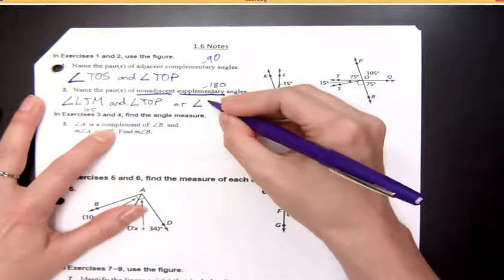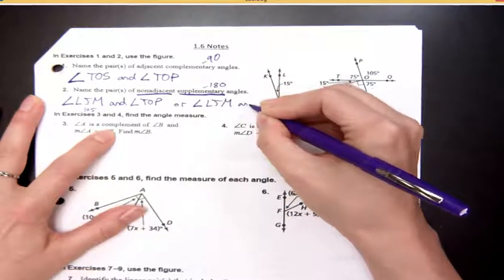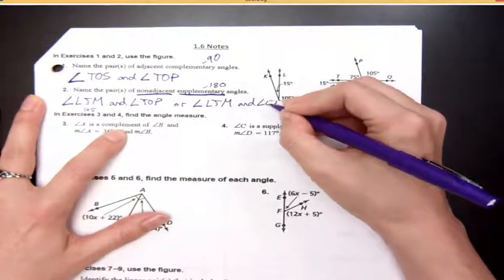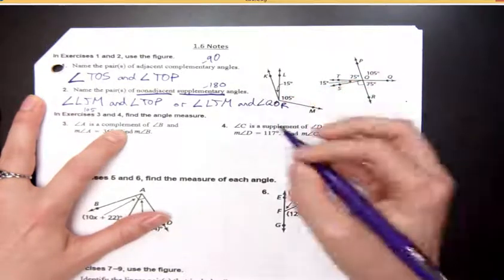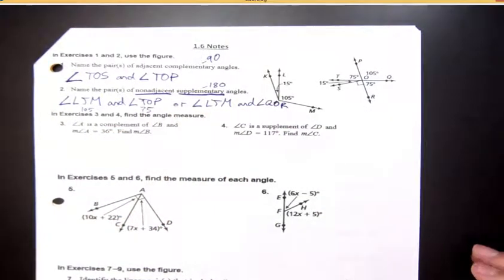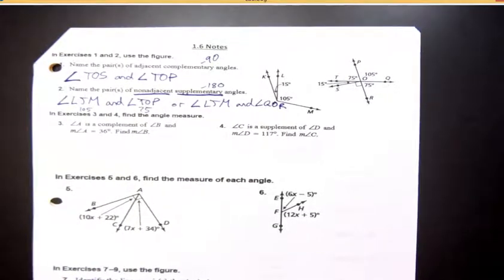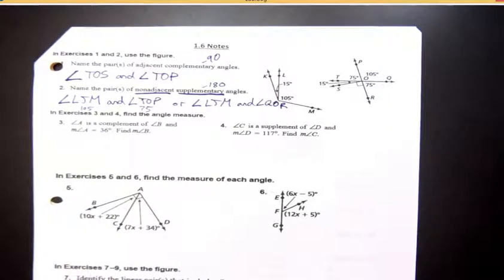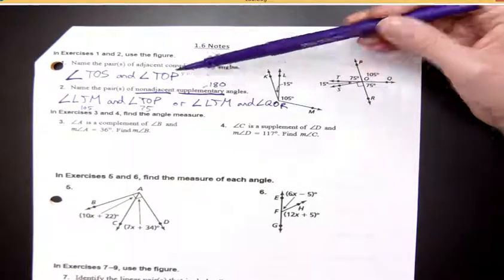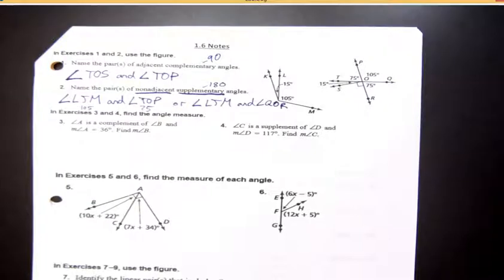And then my second set would be the LJM and the QOR. So when we're identifying things, just watch for the words like adjacent, non-adjacent, what we are adding up to, and find the angles that add up to that.